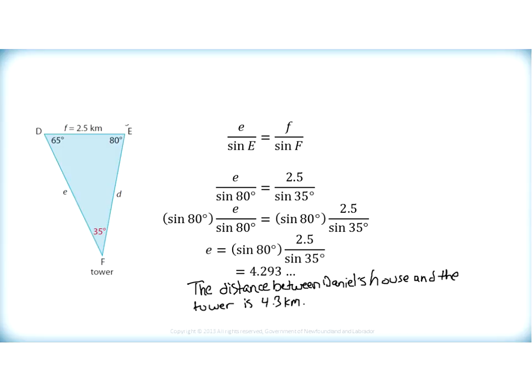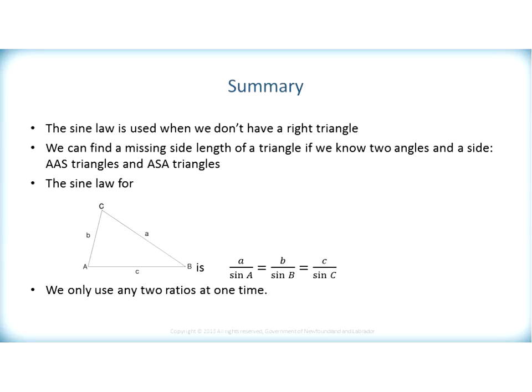Perfect. Okay. So to summarize this, we can use the sine law when we don't have a right triangle. And we can find the missing side length of a triangle if we know two angles and a side, using sine law, of course. So when we have two angles and a side, we can label our triangles as either AAS triangles or ASA triangles.